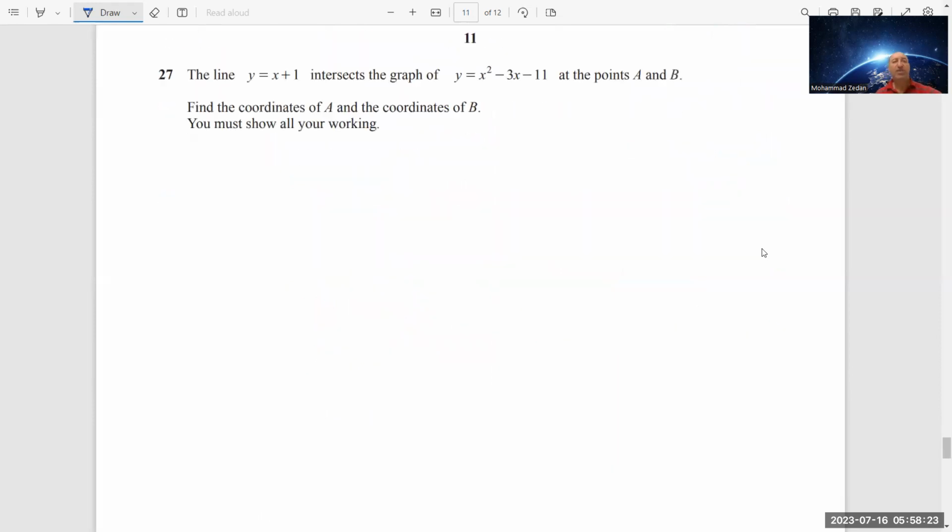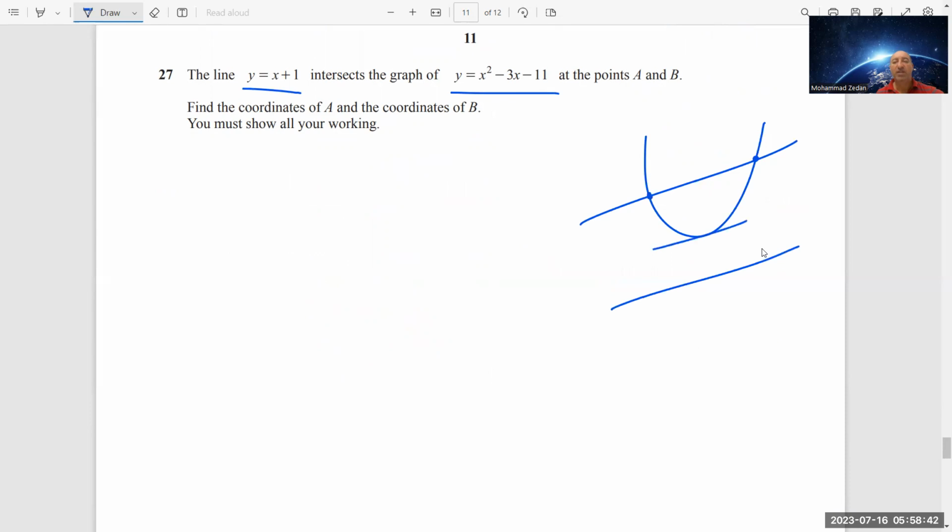Question 27 and the last one: the line y equals x plus 1 intersects the graph y equals x squared minus 3x minus 11 at the points A and B. Find the coordinates of point A and point B. I have two functions, one linear and one quadratic. Usually they intersect in two points, maybe not intersecting, maybe intersecting in one point, no problem. I have this case now, which asks me about two points. So just make them equal.